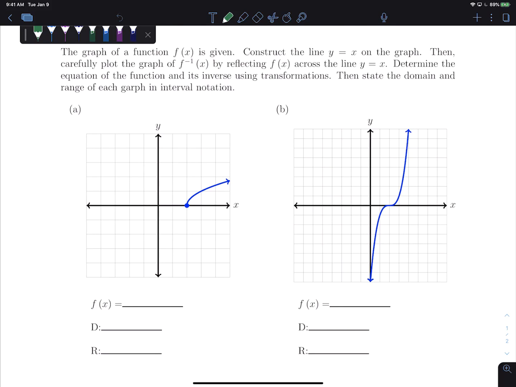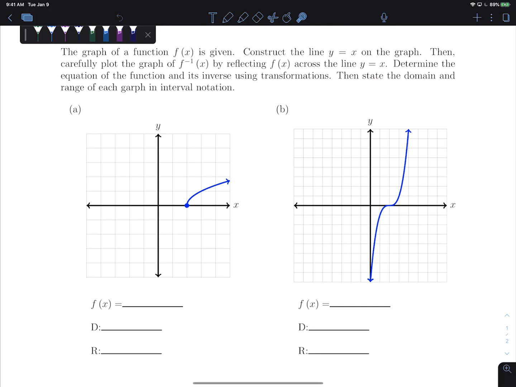Hello. In this video, we're going to start looking at determining the actual inverse of a function. So the graph of a function f of x is given. We want to construct the line y equals x on the graph, and then carefully plot the graph of f inverse of x by reflecting f of x across the line y equals x. Then determine the equation of the function and its inverse using transformations.